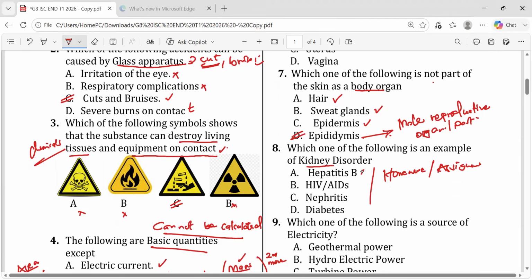Remember, answer A is wrong, answer B is wrong. So between the two, I want you to get me the right answer. Which one is an example of a kidney disorder? Is it nephritis or diabetes? Go and do research on that and get me the answer.